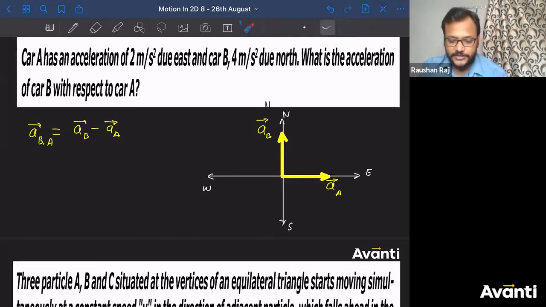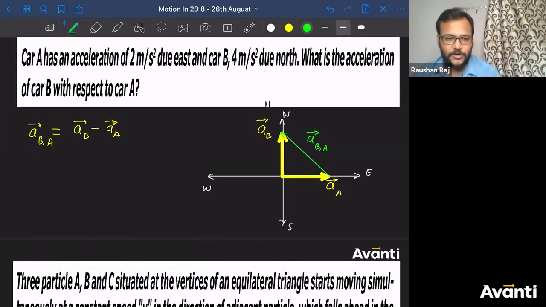So which is the first vector? What is the final? Consider this is the final, this is the initial. So where will the head be? Here. Where will the tail be? Here. So AB. So at this point there should be head and at this point there should be tail. So this is the direction AB comma A.